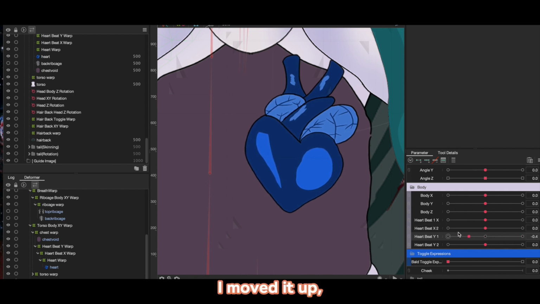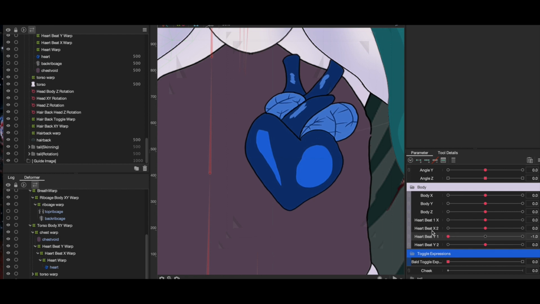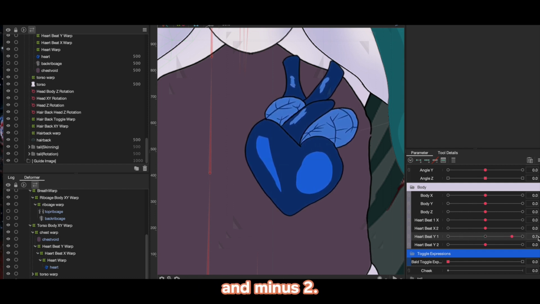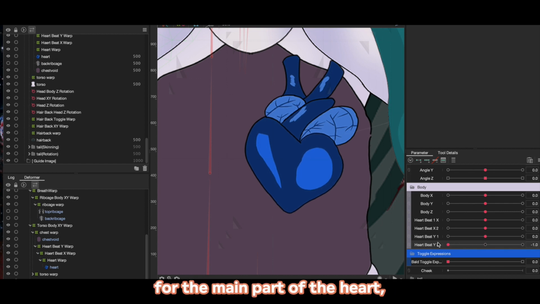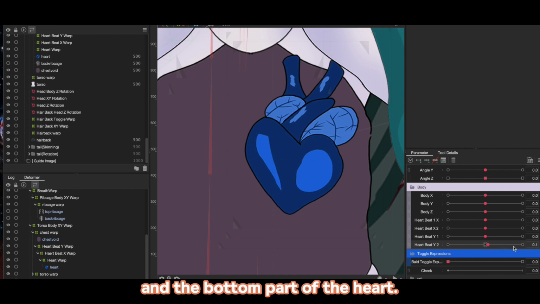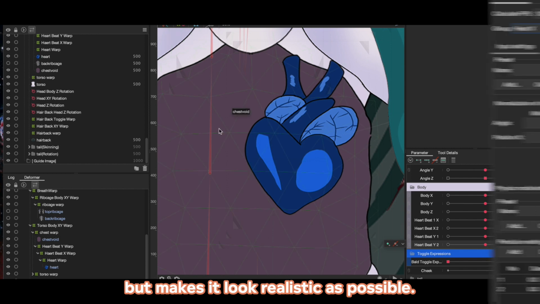Y2, I moved it up, -1, so the heart moves up and down a bit when it beats, and -2. I did this again slightly for the main part of the heart and the bottom part of the heart. It's not very noticeable, but it makes it look as realistic as possible.